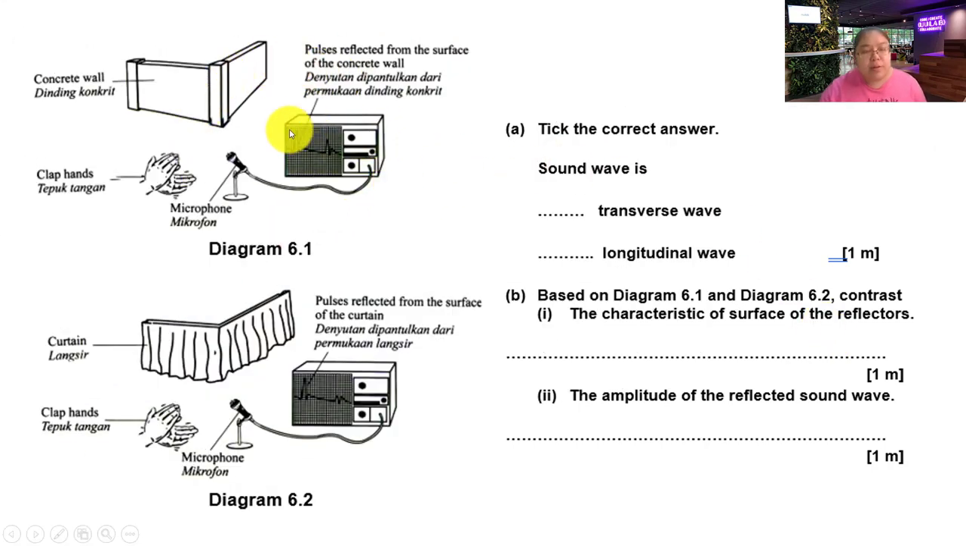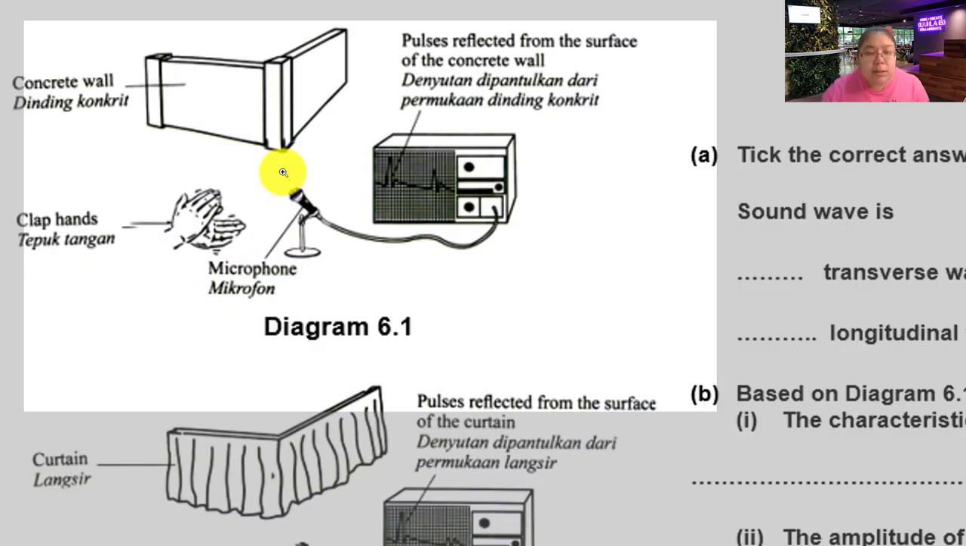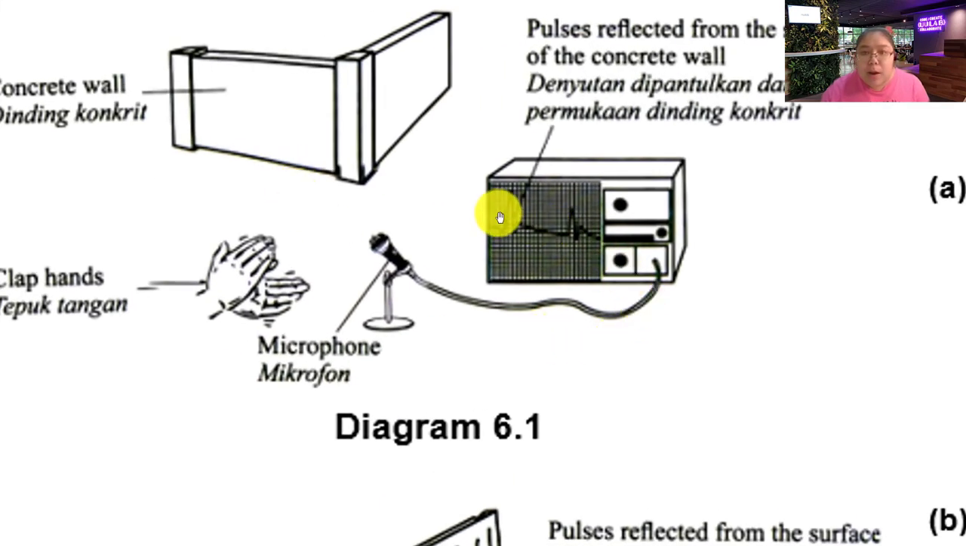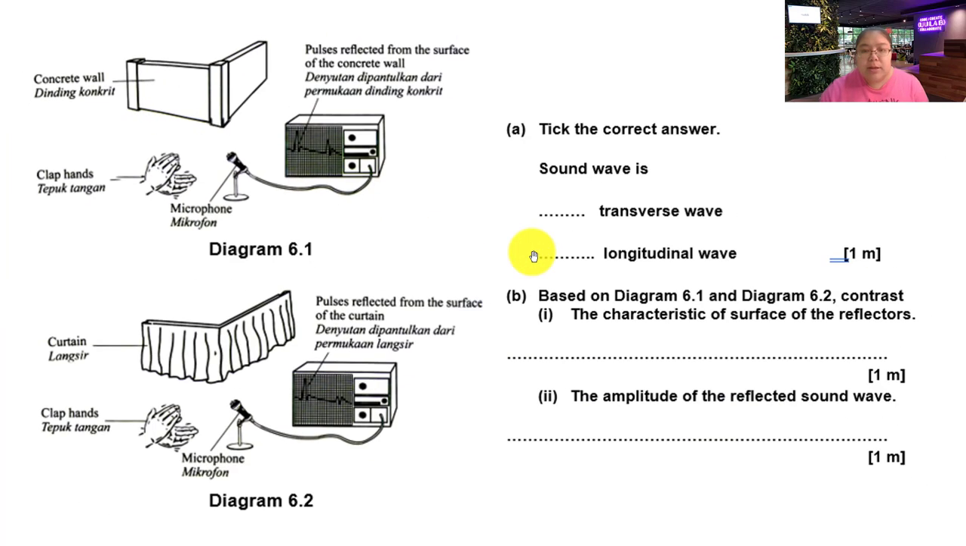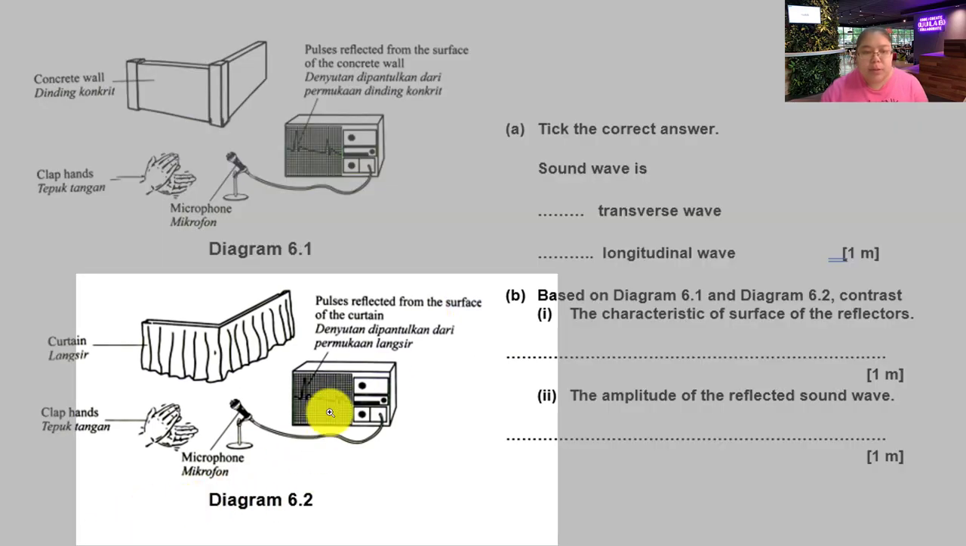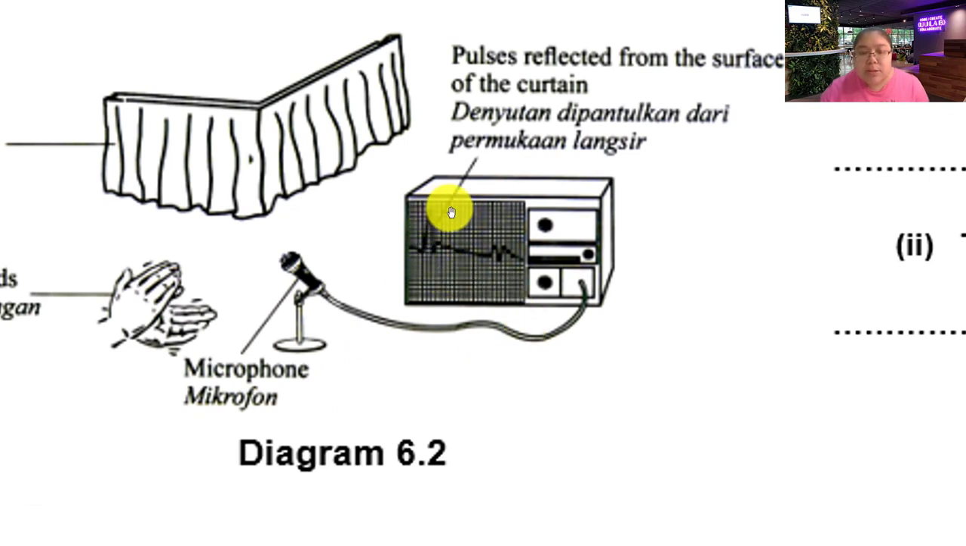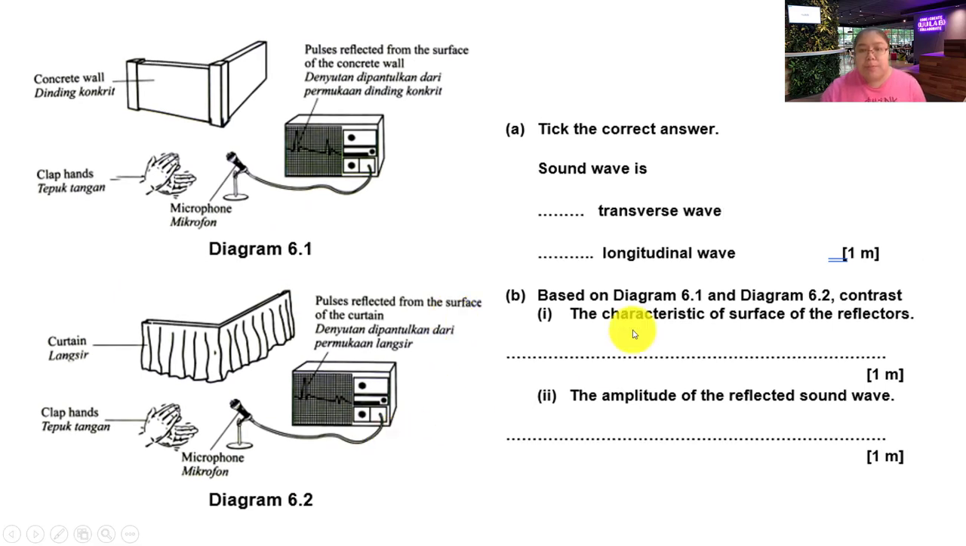Okay, so this one is a comparison. This one is a wall, this one is a curtain. We didn't check the amplitude, so I'd like to zoom in to let you see clearly. This one is the pulses reflected from the surface of the concrete wall. So you see the amplitude like this. How high is it? Now we check the curtain. Can you see the drop already? After the clap, the reflected pulse becomes smaller. So from here we can do the comparison.